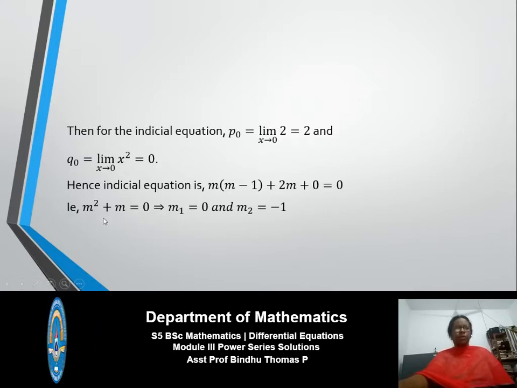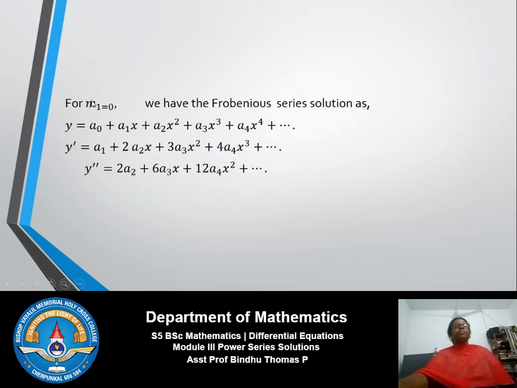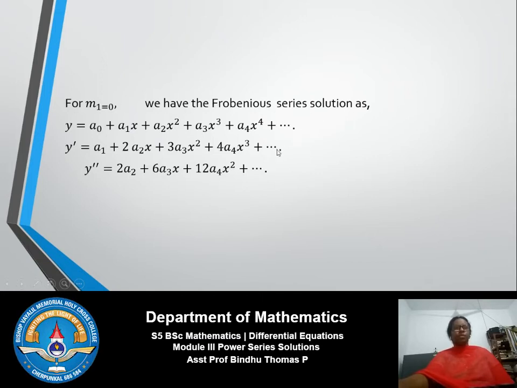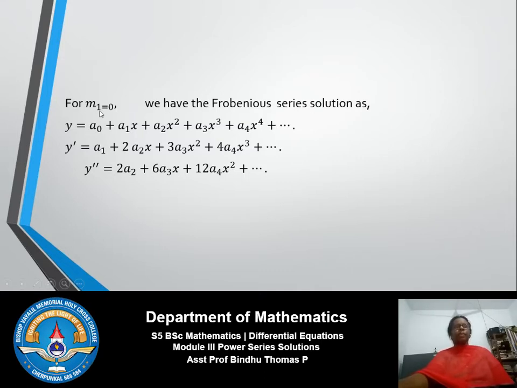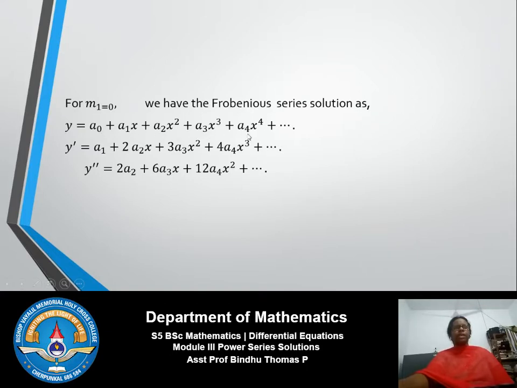So, we have two roots, m1 equal to 0 and m2 equal to minus 1. For m1 equal to 0, we have the Frobenius series solution. The general form of the Frobenius series solution contains the term x raised to m. Here the power m equals 0, so the series becomes y equal to a0 plus a1x plus a2x square plus a3x cube plus a4x raised to 4 plus etc.